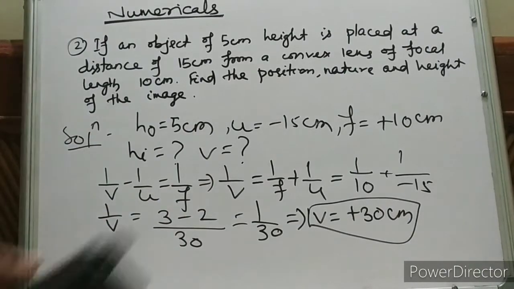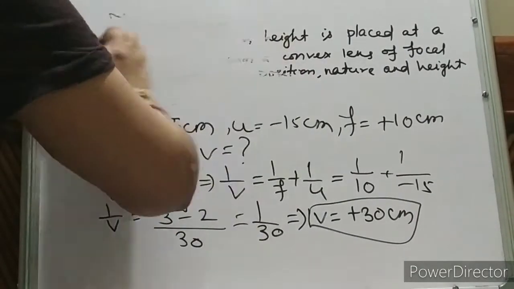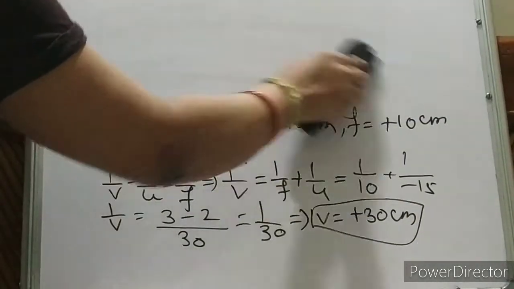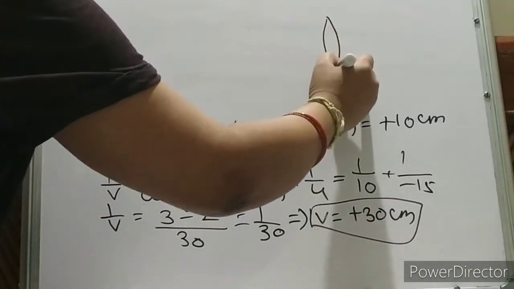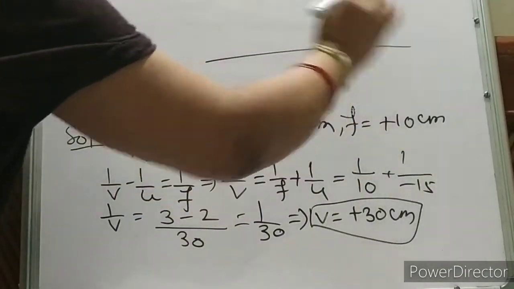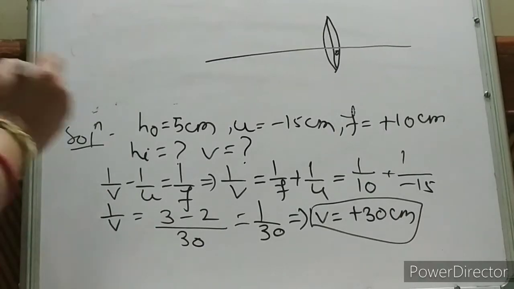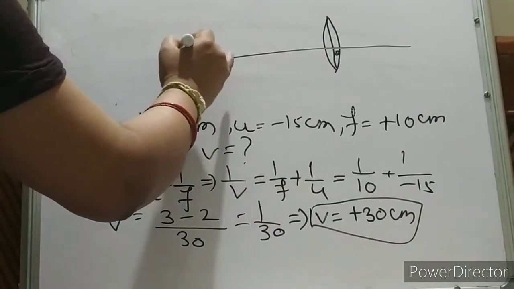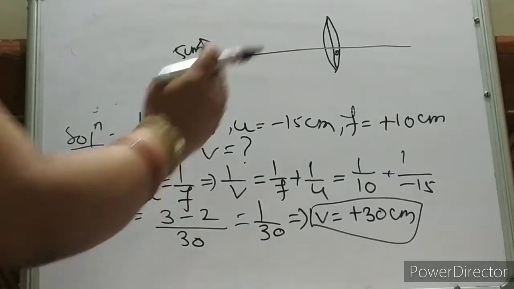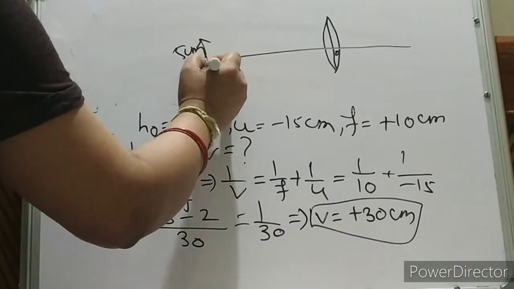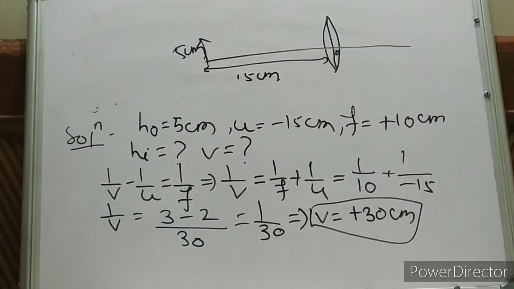Okay. So let me erase the question. I can erase the question right now. We'll visualize the question first. See, this is your convex lens. This is your optical center. The height of the object is given, 5 centimeter. u is given, 15 centimeter. So this is the distance, 15 centimeter given. f is 10 centimeter.